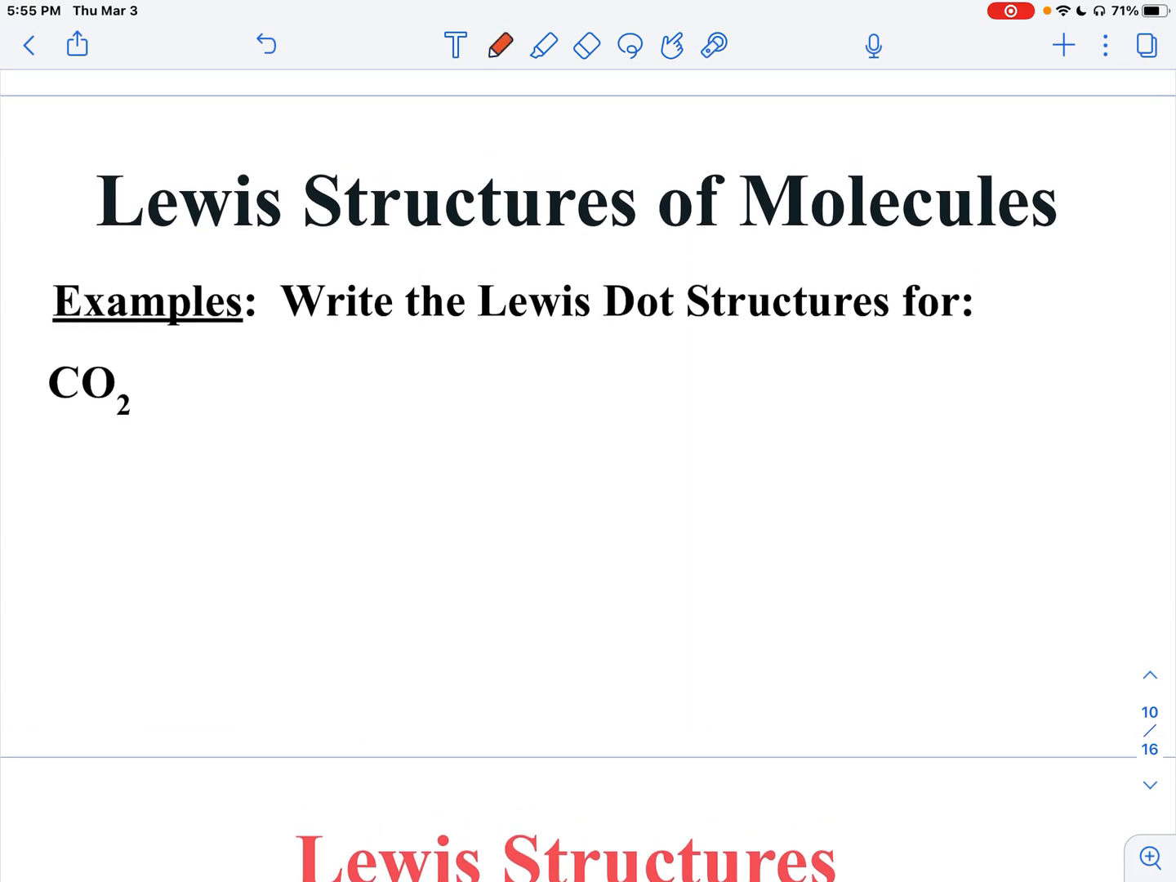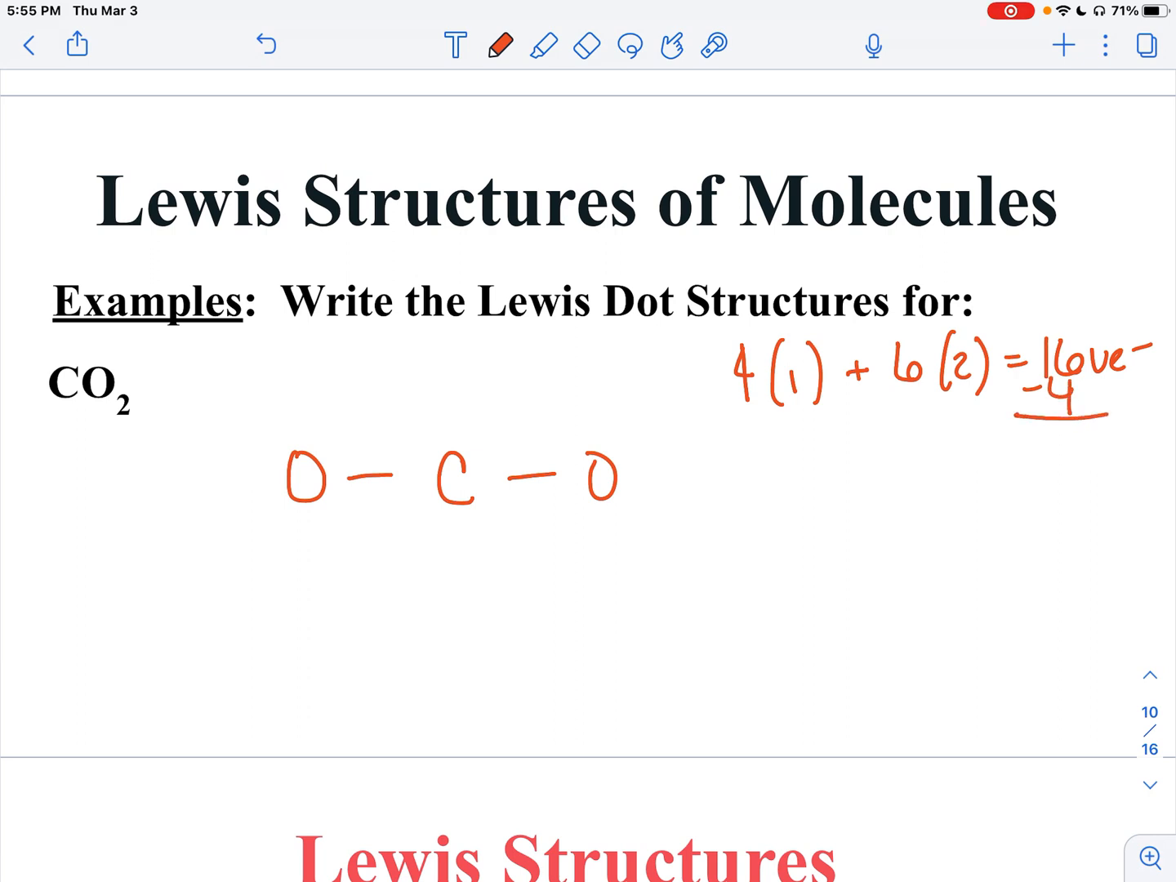Now we'll do CO2. Carbon gets 4 valence electrons. We have 1 of them. Oxygen gets 6, and we have 2 of them. So we end up with 16 valence electrons. Rule 2a says hydrogen and fluorine are not the central atom, but we don't have those here. 2b says carbon will be the central atom. I'll put my oxygens around it. I then connect them and subtract 4.